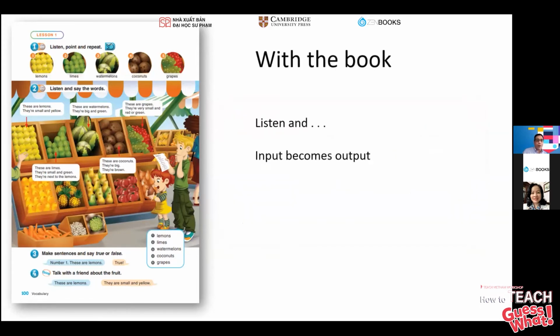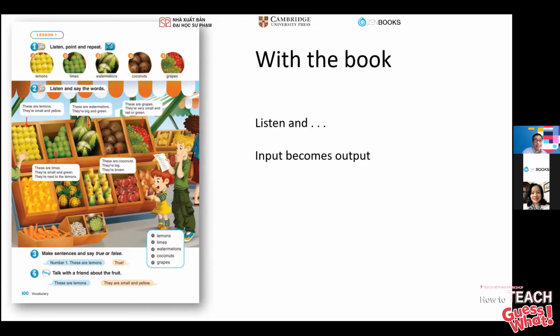And then when we open the book, you can see that it starts with lesson 1, which is that input. Because the input is going to become output. It's so important that we do tasks with young learners that are listen and. It's not just listen, it's listen and. So here they have to listen. And then we're going to have them listen and point. And after they can listen and point, then we have them listen and repeat. First, we make sure they understand. Which one's watermelon? And they point. Which one's grape? And they point. And then after that, we have them repeat. Input becomes output.